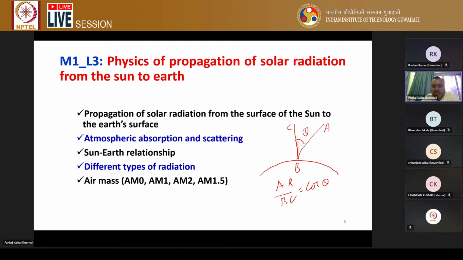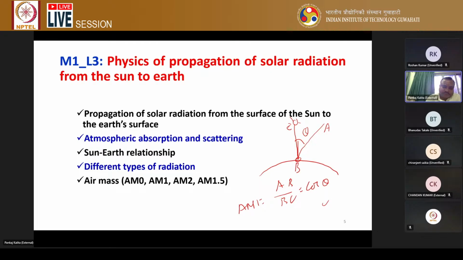So AM1 indicates when the sun is here. If we consider a person standing here, the sun ray is falling on the head, and then other angles can be found out by using this expression. So air mass is very, very important, and it tells about some kind of spectrum.